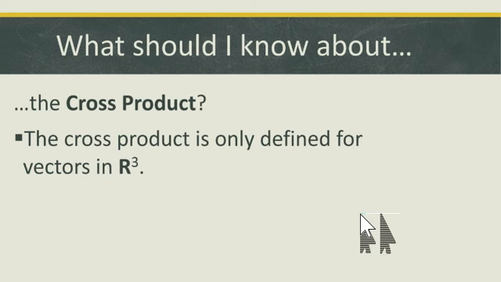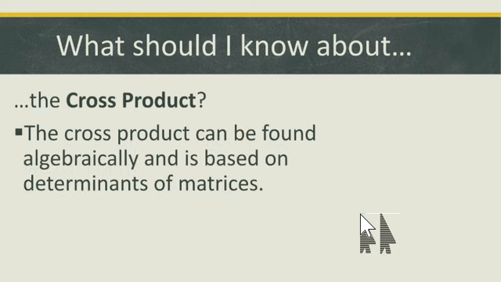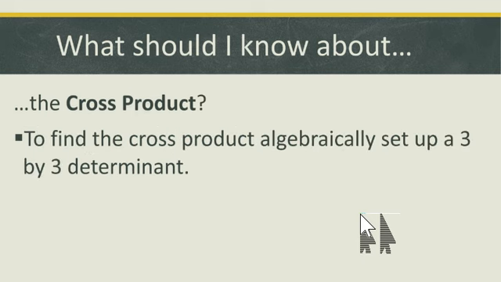The cross product is only defined for vectors in R3, so we cannot do a cross product of vectors in the plane, but we can do cross product of vectors in space. And the cross product can be found algebraically, and it's based on the determinants of matrices. So let's go ahead and see what this would look like.